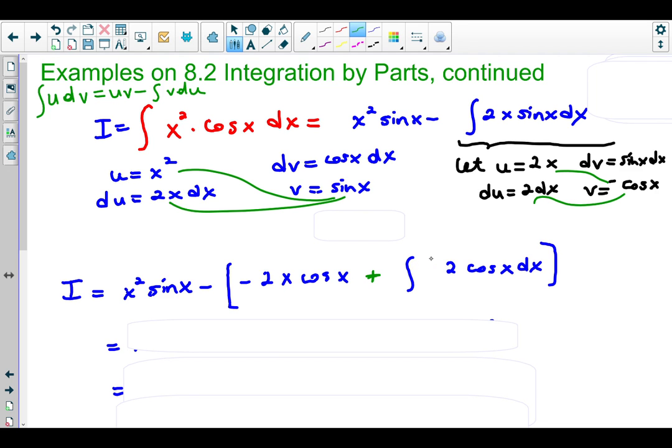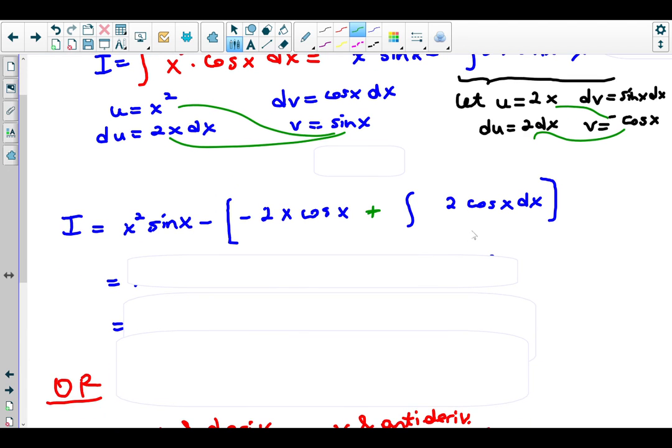And what do we know about integral of cosine? That it is sine, right? So this integral can be handled very easily. So in 2 steps, we are able to solve the original question. And don't forget to distribute this negative sign that was sitting on the outside. That'll make this one a positive and that one a negative.